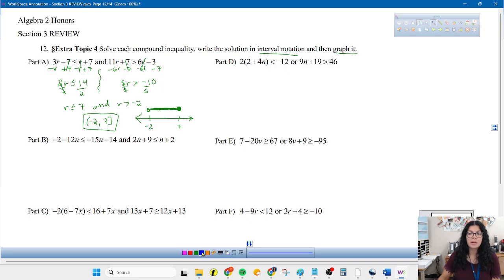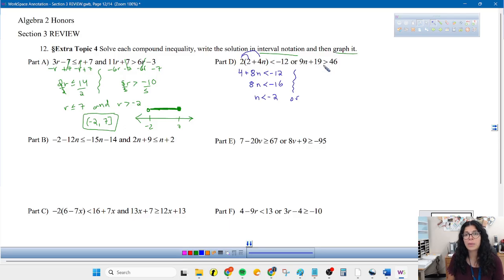Okay, next let's go ahead and do part D. So on part D again, I'm going to start by solving the inequality on the left. So that gives me 4 plus 8n is less than negative 12. Subtract 4 on both sides, get 8n is less than negative 16. Divide by 8, we get n is less than negative 2. The word in the middle here is or.